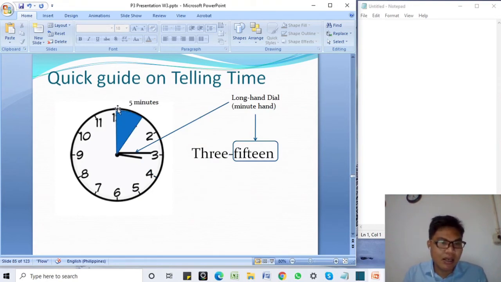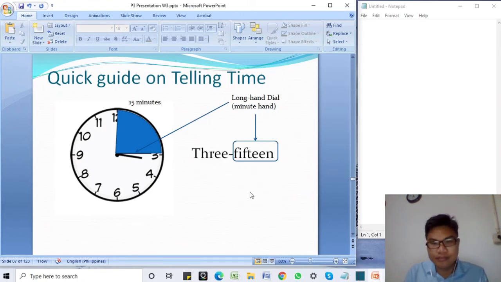So this slice here is 5 minutes. 5 minutes, right? And two slices is 10 minutes. And three slices is 15 minutes. So the long hand is pointing on the 3, right? So that is 15. That's how we get the 15.